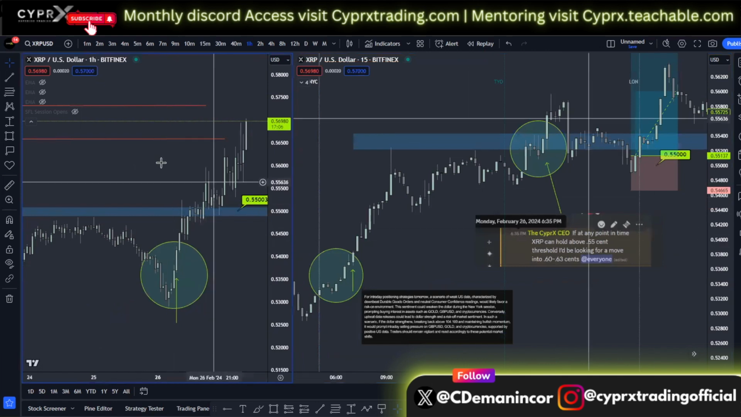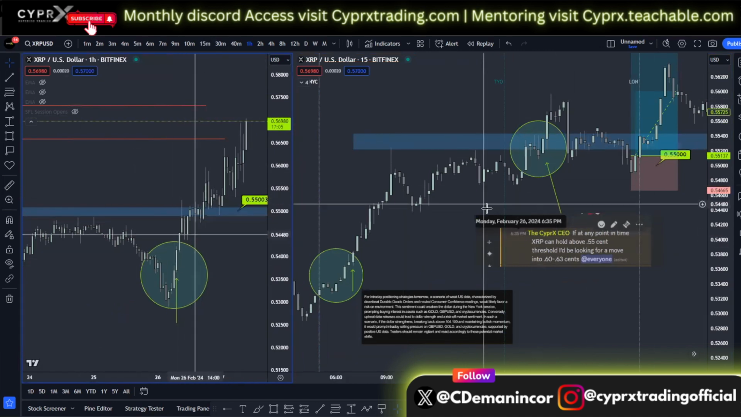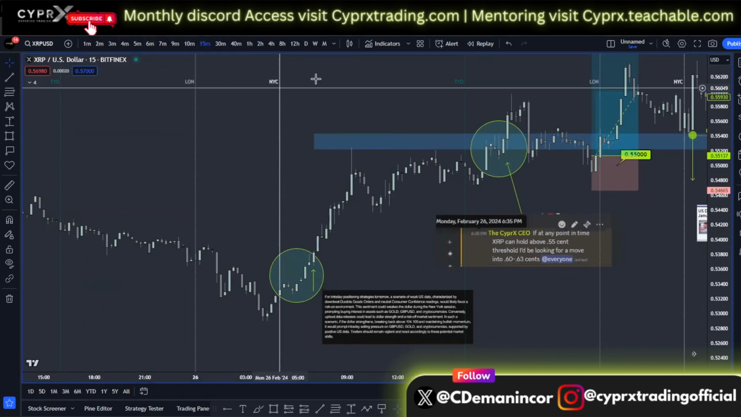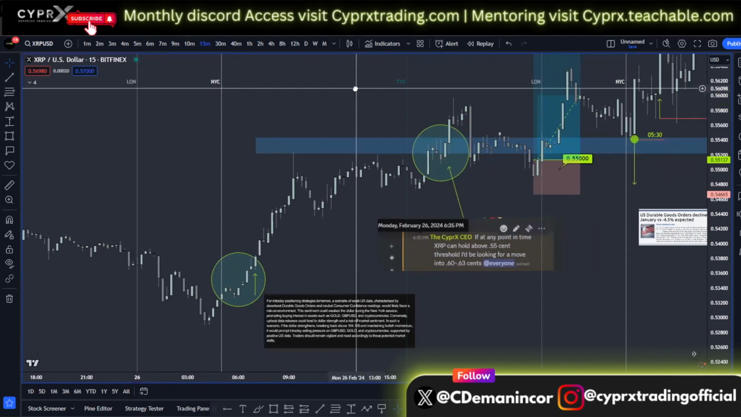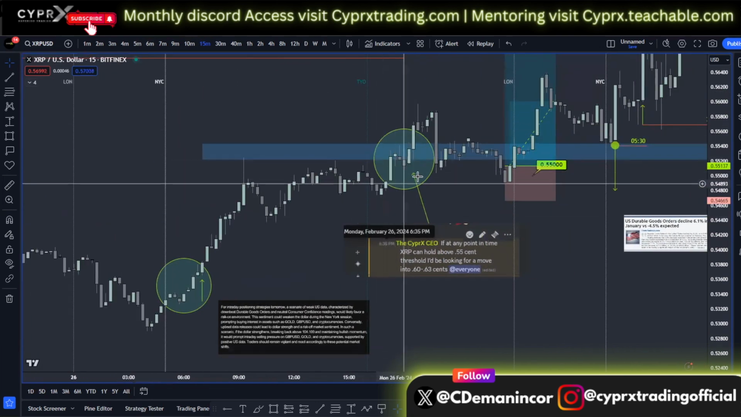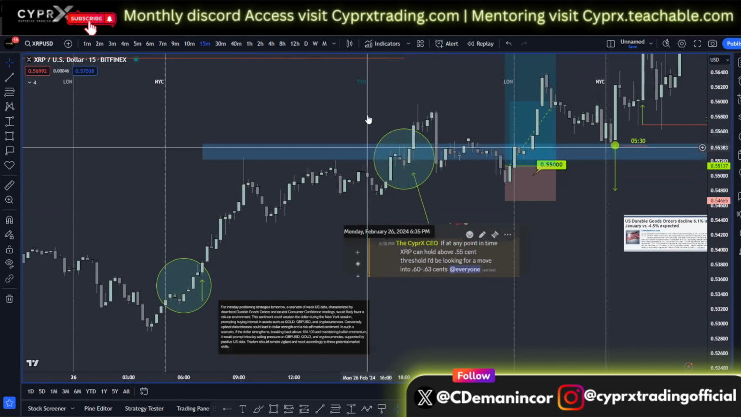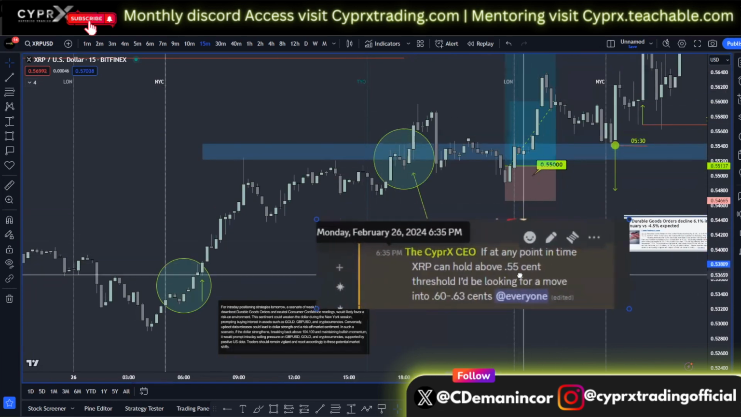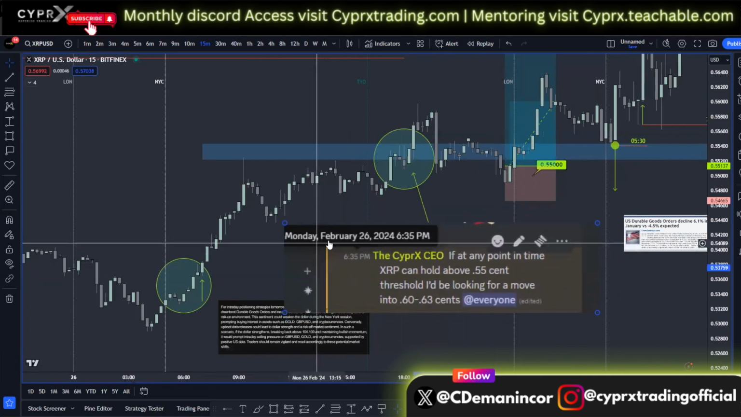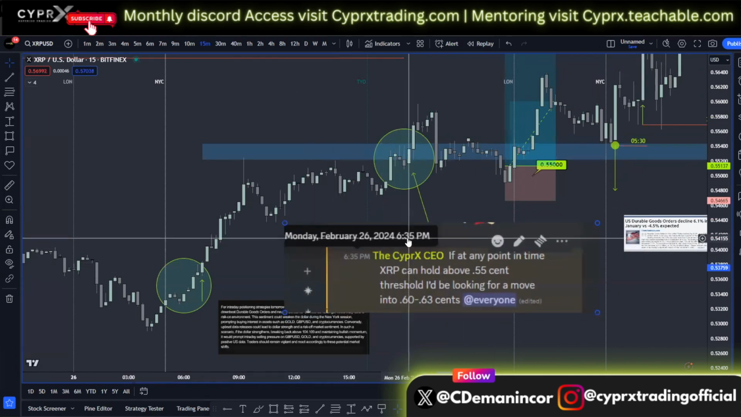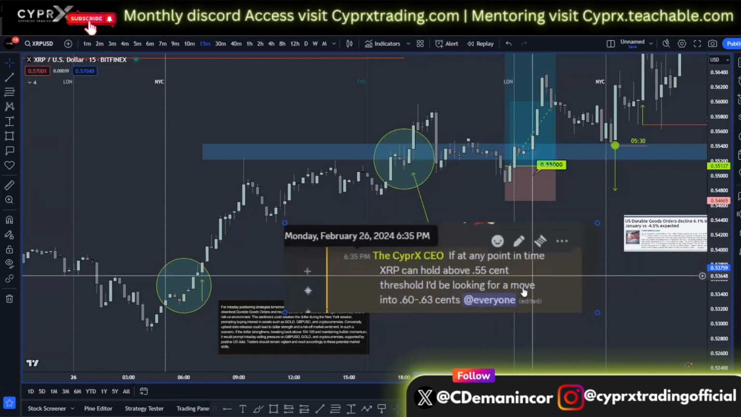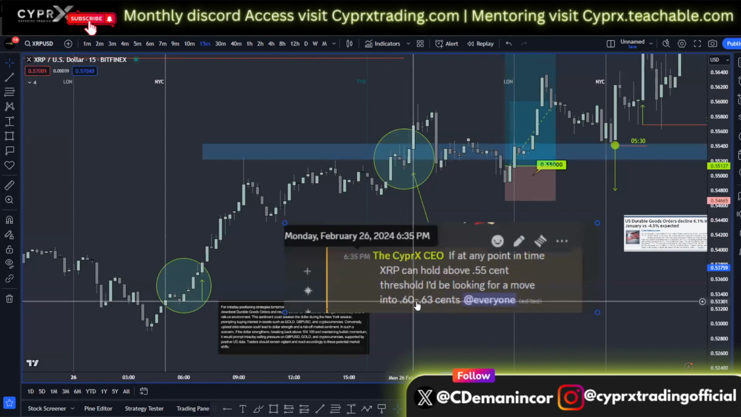Now, overall, this whole analysis started just showing you guys these charts. So on the right-hand side, we're going to stick to the 15-minute. We're not going to go any lower than that for the sake of the length of this video breakdown. But you can see this green circle right here is the time in which during yesterday's Asia session that I put the analysis out to you guys. So before the move played out, as always, I said to you all, Monday, February 26th at roughly around 6:30 p.m., I said, if at any point in time XRP can hold above 55 cents, the threshold, I'd be looking for a move into 60 cents.